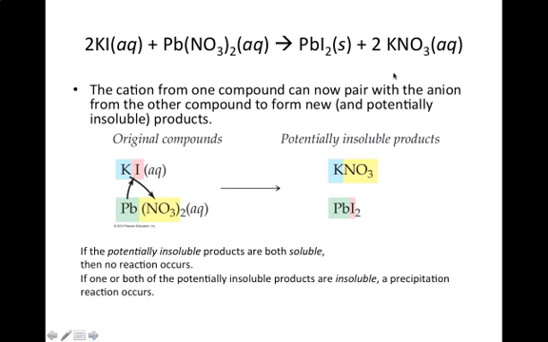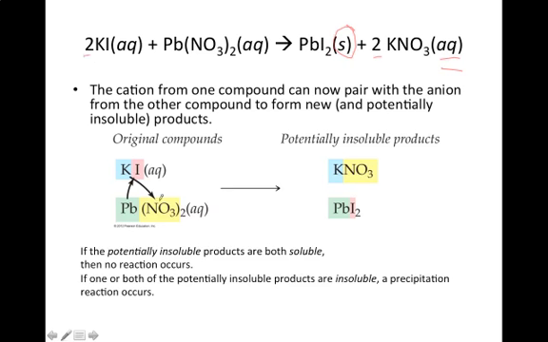Okay, so again, the same reaction we wrote. Potassium iodide plus lead nitrate gives lead iodide, solid, and potassium nitrate, aqueous in solution. Notice we had to balance it with a 2 for potassium nitrate and a 2 in front of the potassium iodide.